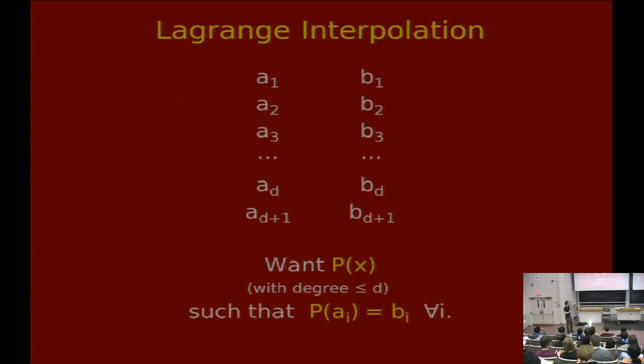OK, so let's do it. Here's the task. I'm going to write it in a table like this. These are the x-axis points, if you will. These are the desired y-axis points. We want some polynomial p that evaluates like this.